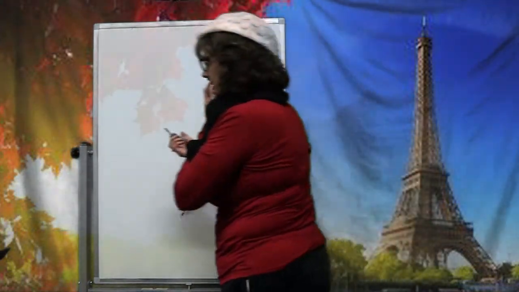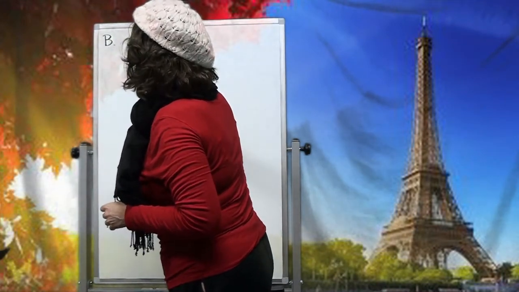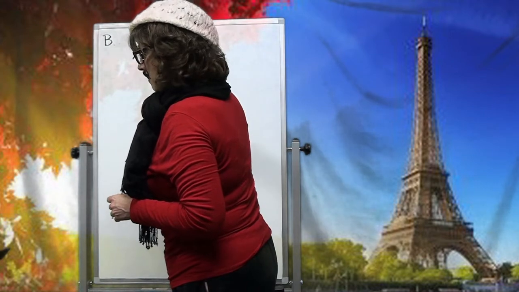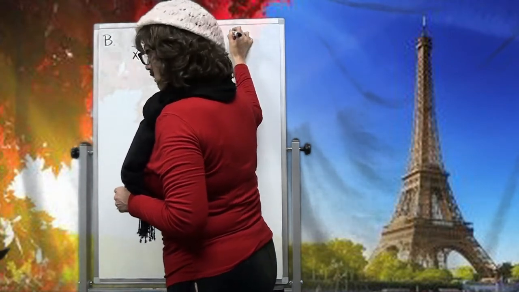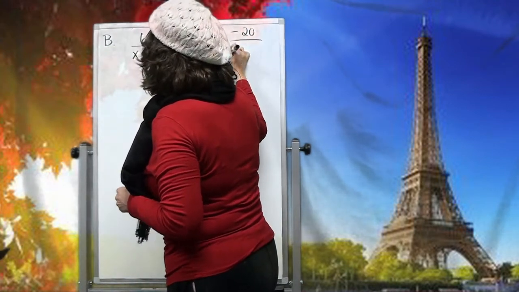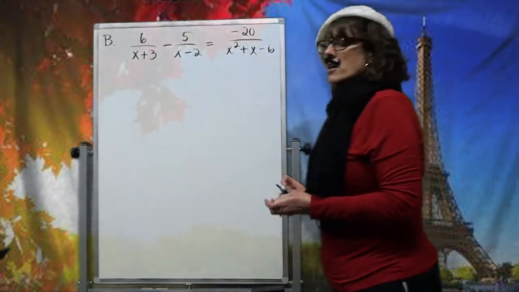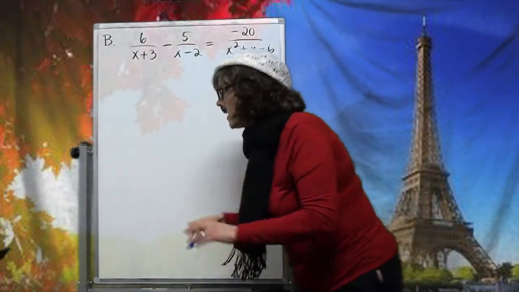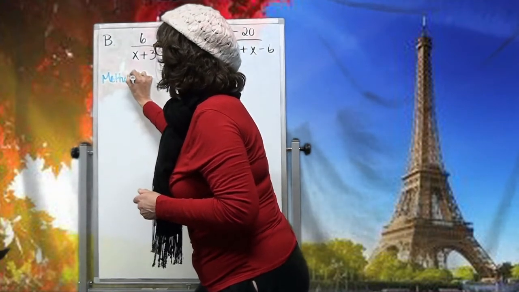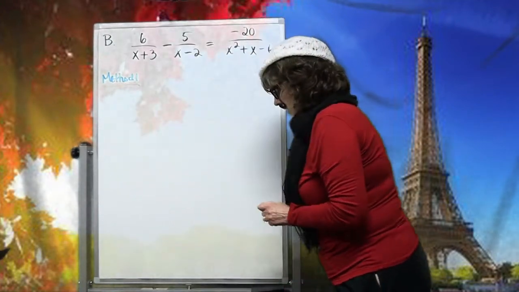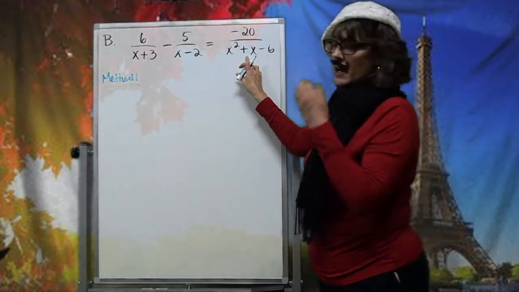Alright, so we are on example B, and my equation is going to be 6 over x plus 3 minus 5 over x minus 2 equal to negative 20 over x squared plus x minus 6. So once again, method 1 says, let's keep those denominators all the way across. Let's get that LCD. So I'm going to have to do a little bit of factoring to figure out what that LCD is. I'm going to take this one and factor it.